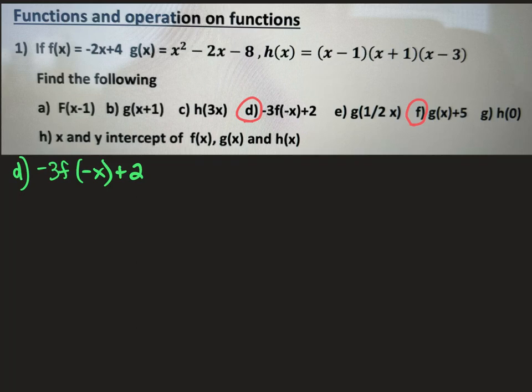Alrighty, let's take a look at this question. So we're given a bunch of functions, f, g, h of x, and we're going to look at question D. We're asked to find negative 3 f at negative x plus 2.